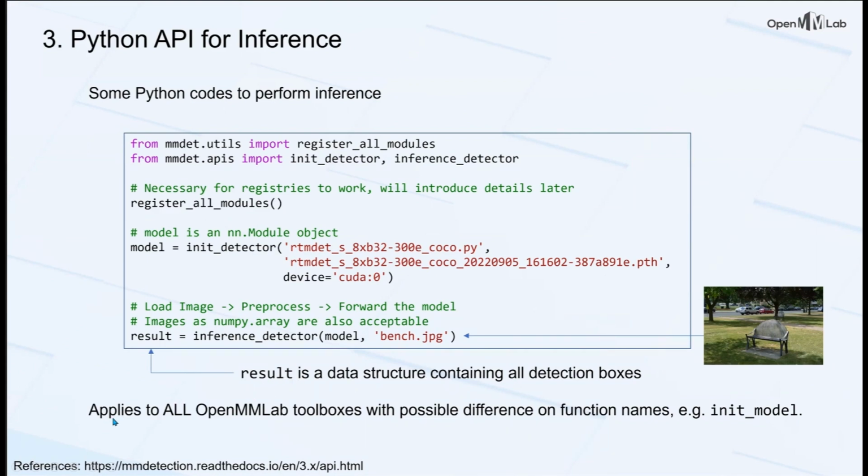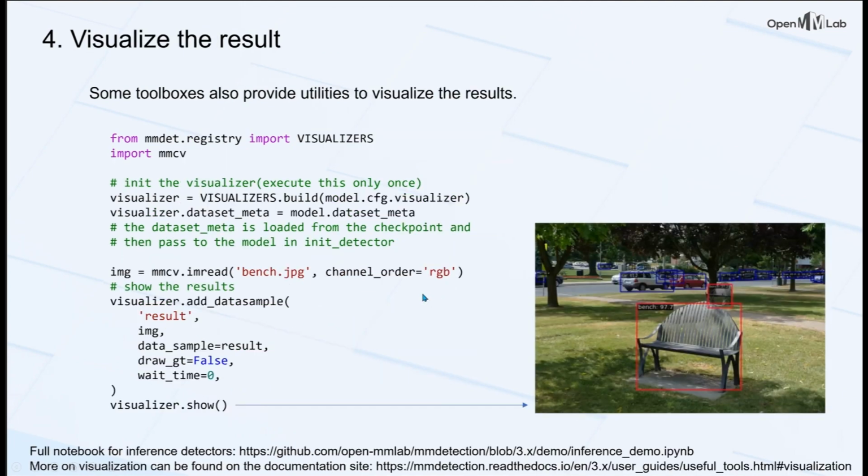It was mentioned that all this code applies to all OpenMMLab toolboxes with only some possible difference in function names. For example, if you use MMClassification, the API could be init model and inference model. Finally, and optionally, you can write some code to visualize the result. For example, you can visualize the bounding box in object detection or the mask in semantic segmentation. We will not cover much detail here, so you can refer to the documentation site for more details.